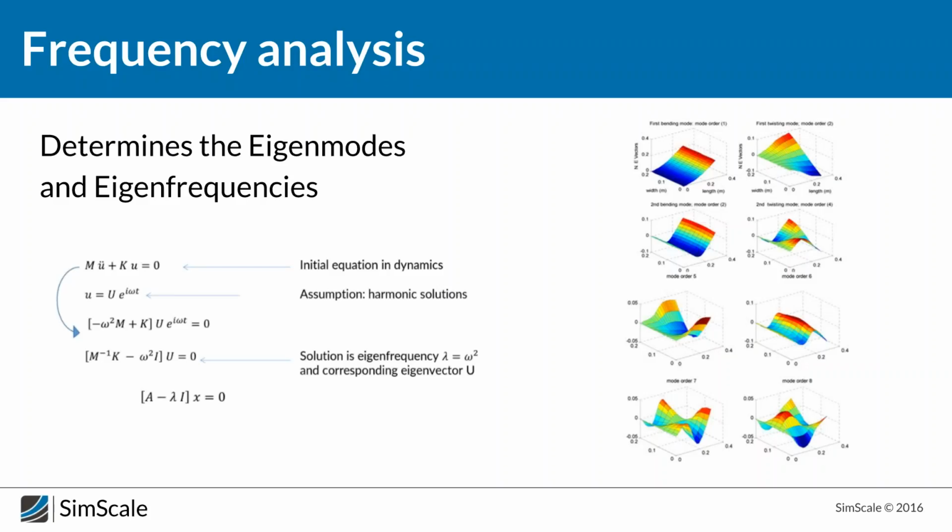We see here that a frequency analysis is used to determine the eigenmodes and eigenfrequencies of a structure. So what is an eigenmode and what is an eigenfrequency? From a mathematical point of view, and I don't want to go into detail at all, this is a classical eigenvalue problem that you want to solve.